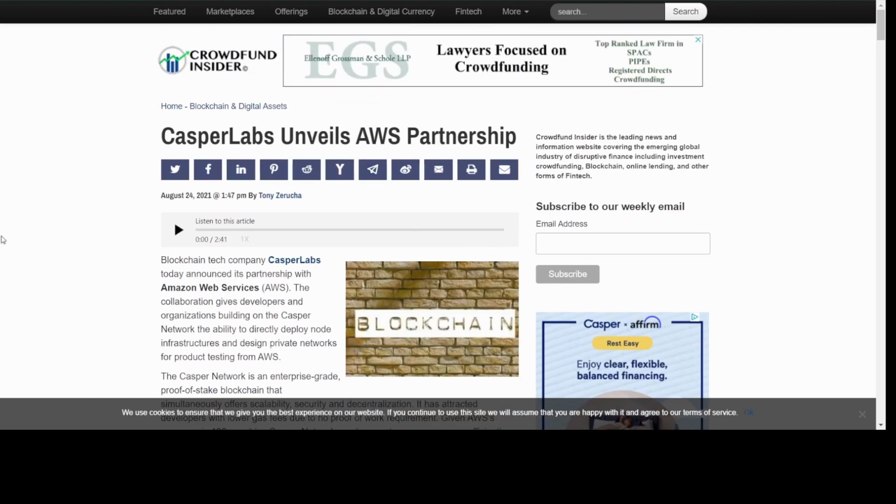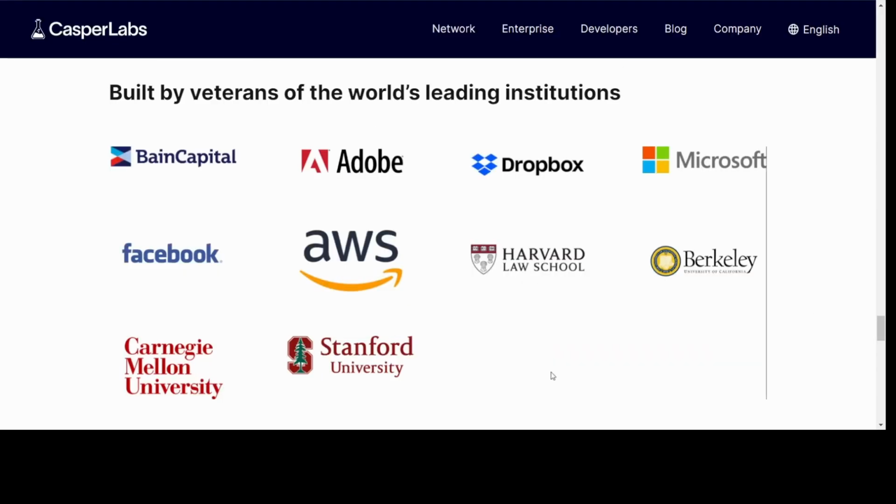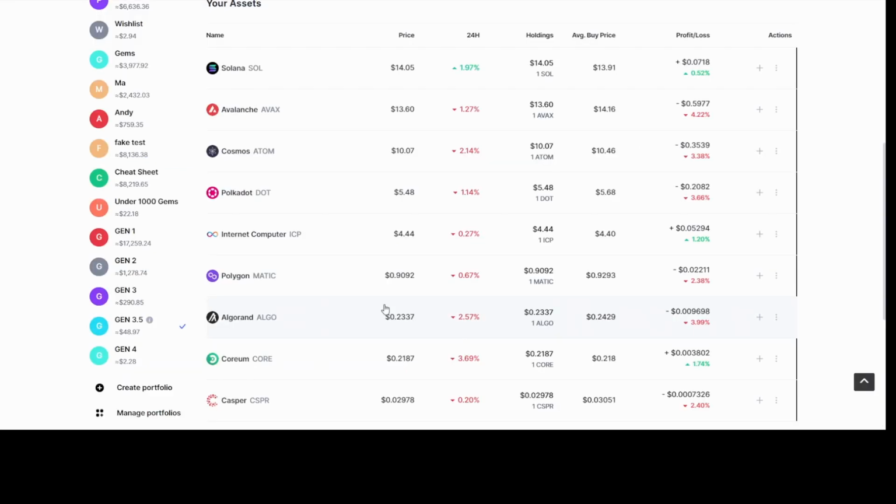And then you also have a partnership with Casper and Amazon Web Services, which is going to help provide node infrastructure, and then also private network testing, all on Amazon Web Services. So the people that are building Casper went to school or worked in all these institutions right here. These are areas of different backgrounds, so I can see a lot of solutions coming out of this ecosystem.